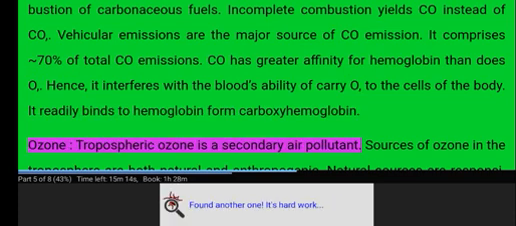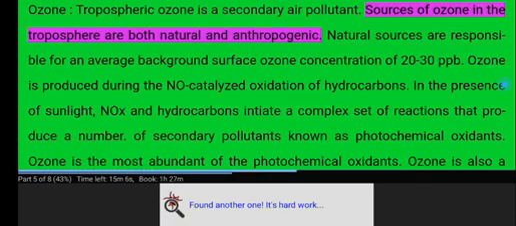Ozone. Tropospheric ozone is a secondary air pollutant. Sources of ozone in the troposphere are both natural and anthropogenic. Natural sources are responsible for an average background surface ozone concentration of 20 to 30 ppb. Ozone is produced during the catalyzed oxidation of hydrocarbons.